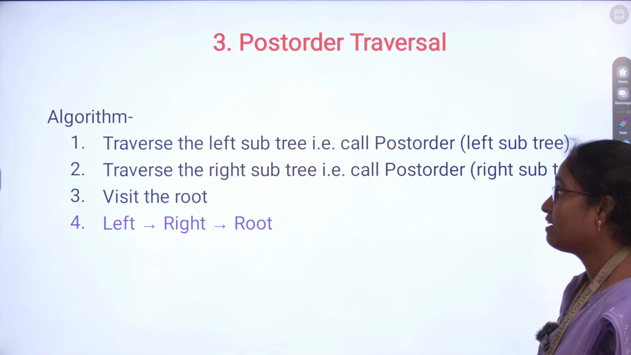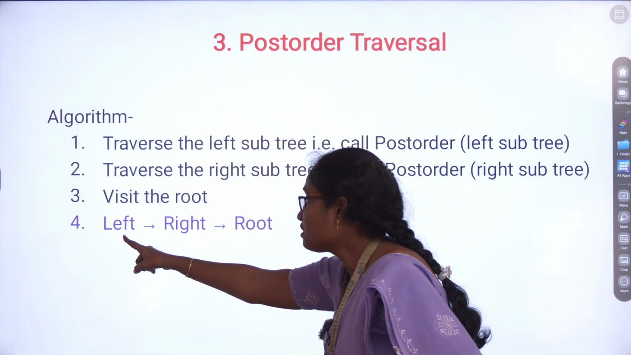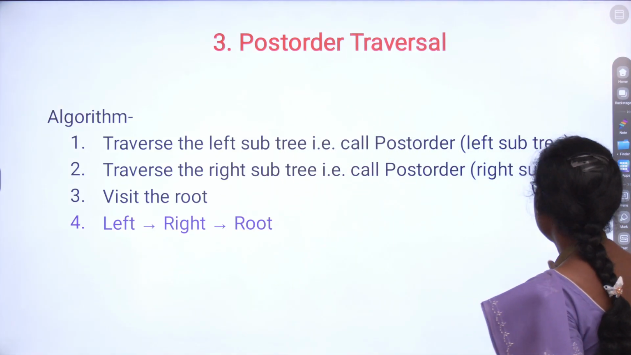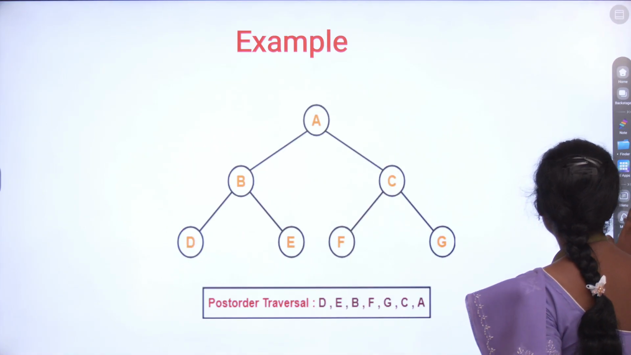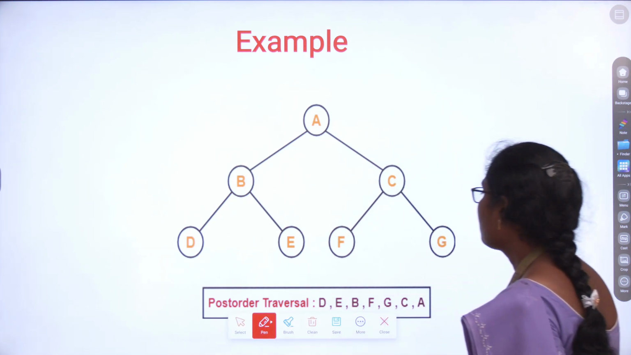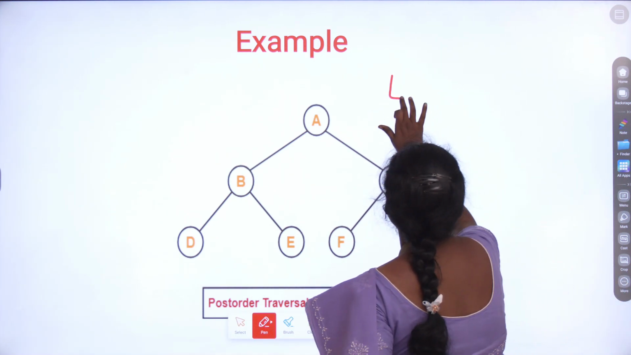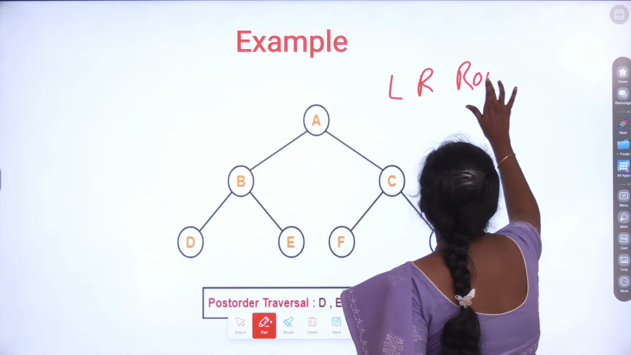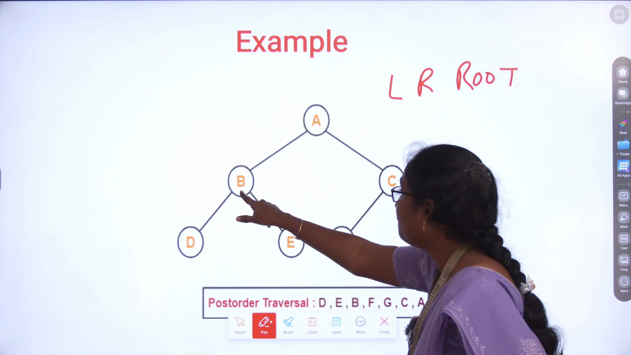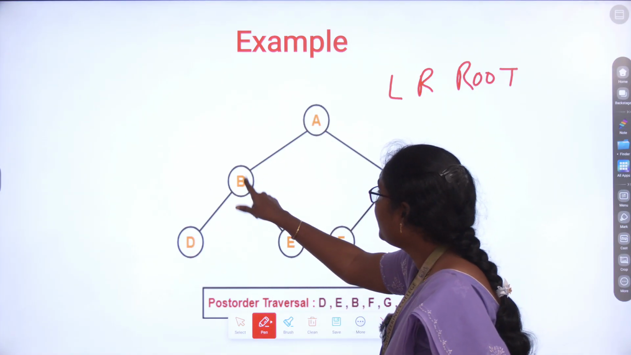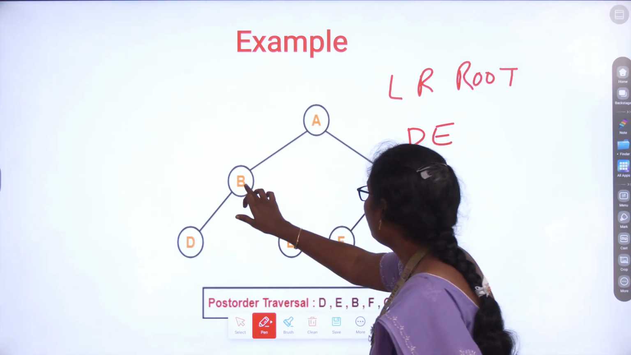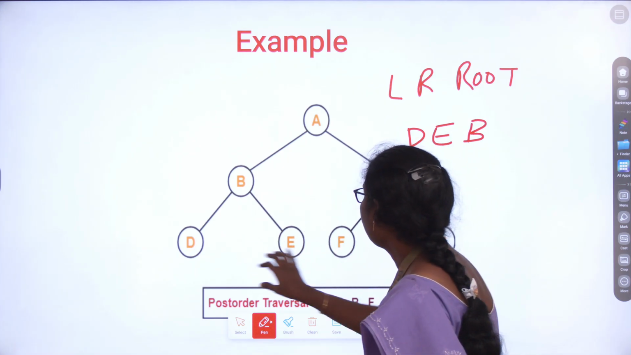Next is post-order traversal. In post-order traversal, first you are going to visit the left node, then right, and then the root node. We will see the example for post-order. First write the formula for post-order: left, right, root. So first left. For A, the left is B. Again it's a subtree. For B, what is left? D. What is right? E. The root is B. Left part is completed.